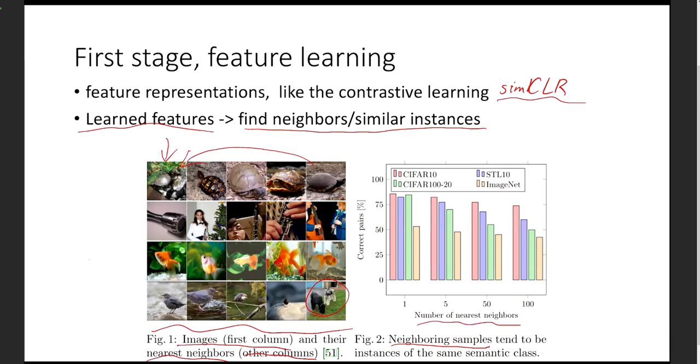And they also do some statistical analysis. If they choose different numbers of nearest neighbors, they show the correct percentage. So we can see basically for those data sets, they have a very good accuracy. Which means the feature learning, like SimCLR contrastive learning, can learn very good features.